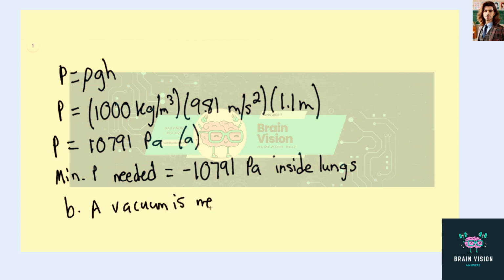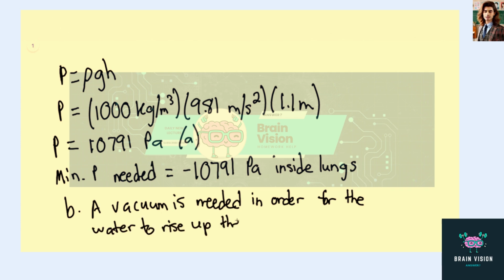is needed in order for the water to rise up the straw. So because a vacuum is needed, the gauge pressure within someone's lungs has to be negative. And that negative value is, again, negative 10,791 pascals.